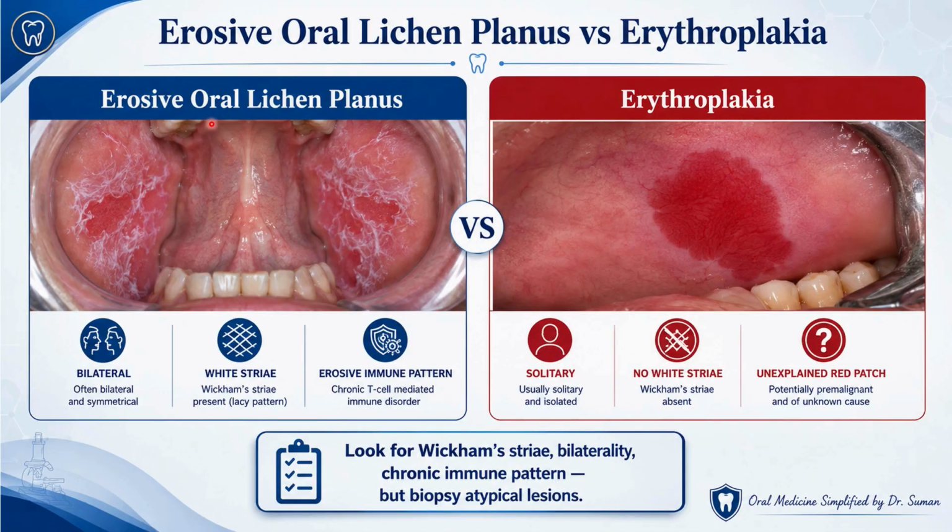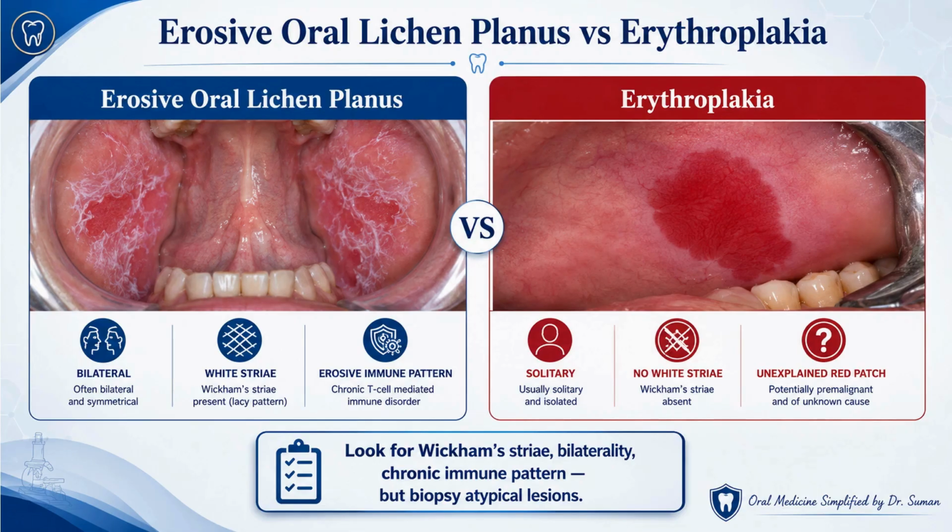Erosive oral lichen planus may produce red erosive areas, often with pain or burning. Usually there are additional clues such as bilateral involvement and white lace-like Wickham's striae. Erythroplakia is usually more localized, well-demarcated, red, velvety, and unexplained.